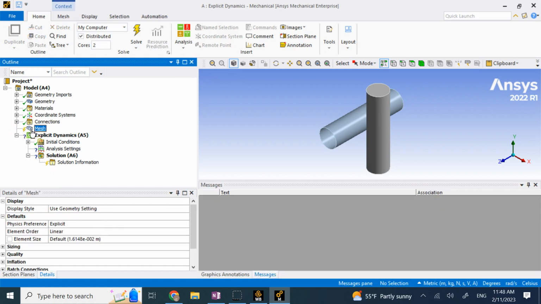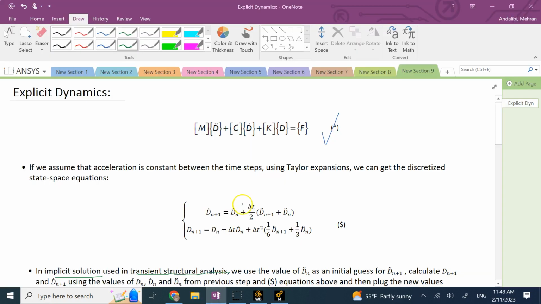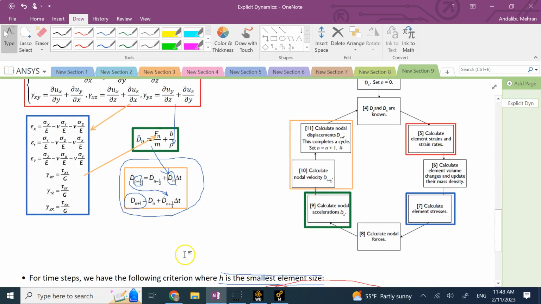Okay, the other thing is mesh. Explicit dynamics in general always, let me add it somewhere for you. So you have it somewhere. So let me add it somewhere.